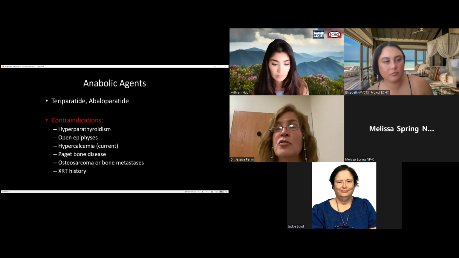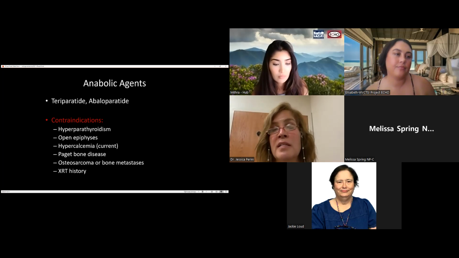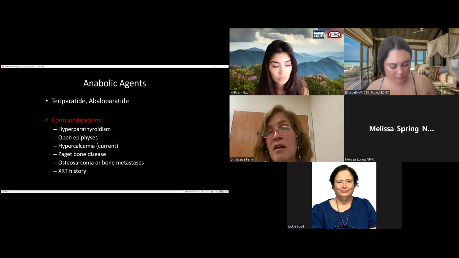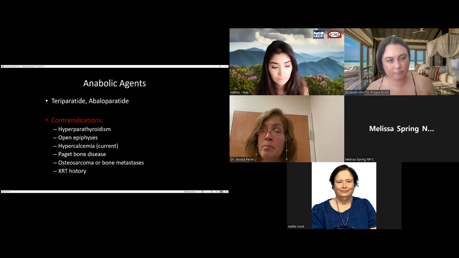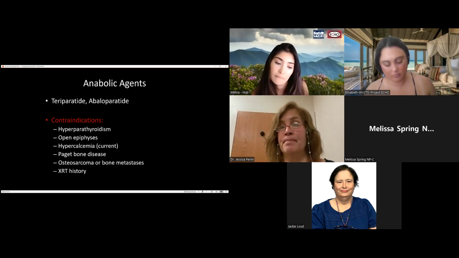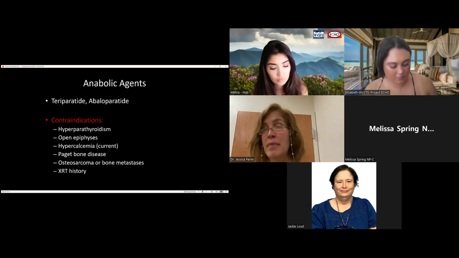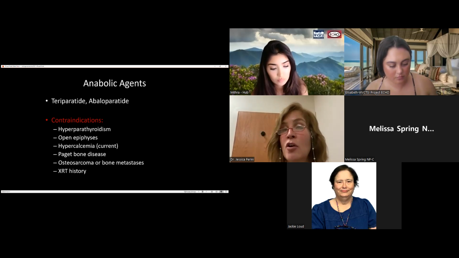Okay, so what are the contraindications to these parathyroid hormone analogs? So if they already have hyperparathyroidism that's not fixed, you don't want to use this because you're giving them PTH. If they have open epiphyses for some reason, like if they're a kid, these are contraindicated in kids because the bones haven't stopped growing yet and you're giving bone growing things. And so it can mess up their bone growth. If they currently have hypercalcemia, you need to fix that.